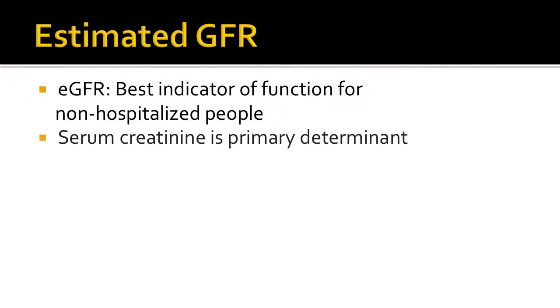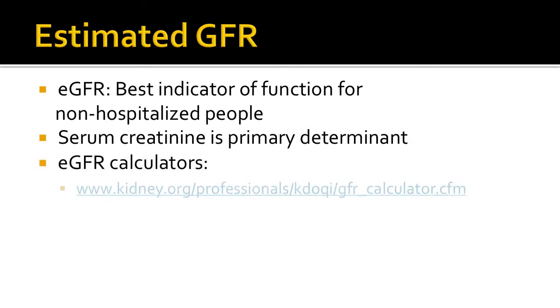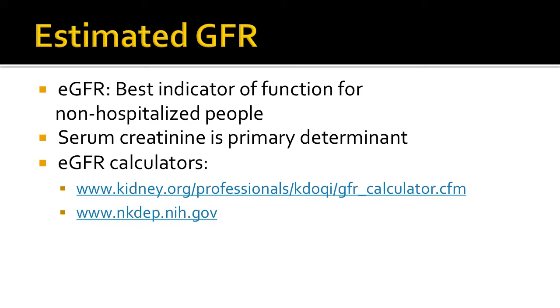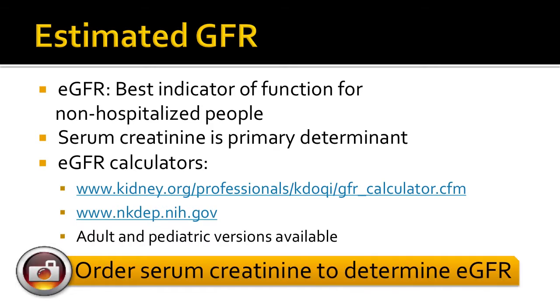The second important test for CKD is the eGFR. It is considered the best indicator of kidney function for non-hospitalized and clinically stable patients. Serum creatinine is the primary determinant of the eGFR. There are numerous eGFR calculators on the web. 2 that are easily bookmarked can be found on the National Kidney Foundation's website and the National Kidney Disease Education Program's website. Both adult and pediatric versions are accessible there.